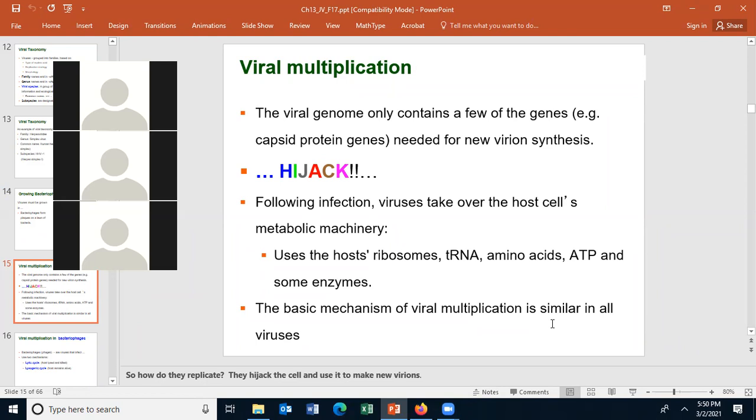Following infections, viruses take over the host cell metabolic machinery and use that host cell machinery to make new virions. It uses the host ribosomes, tRNA, amino acids, ATP, and even some of the host enzymes. And all of these are used to make new virions. The basic mechanism of viral multiplication is similar in all viruses.